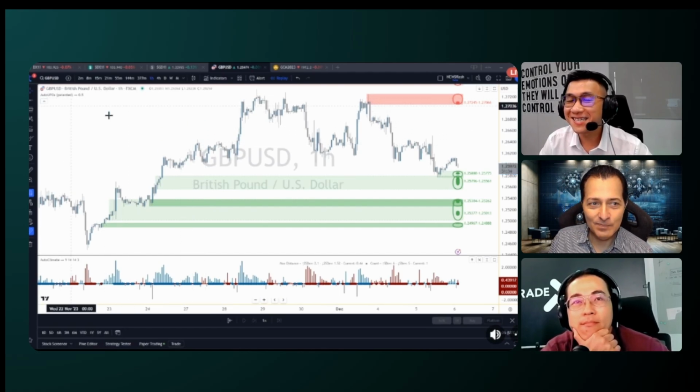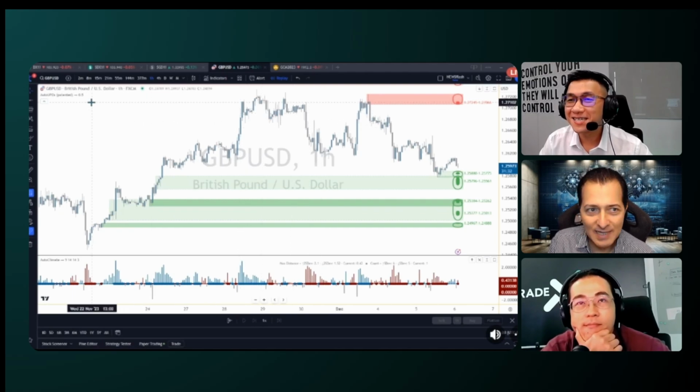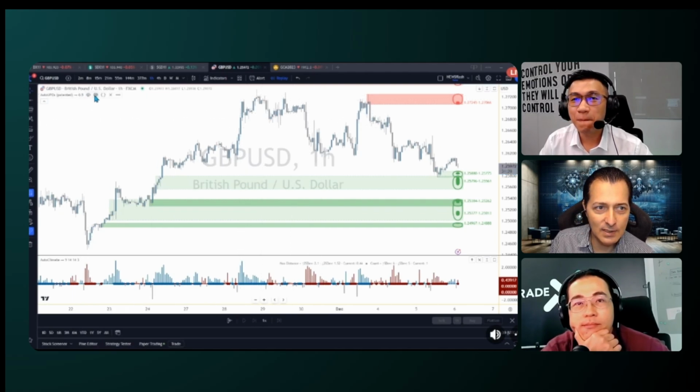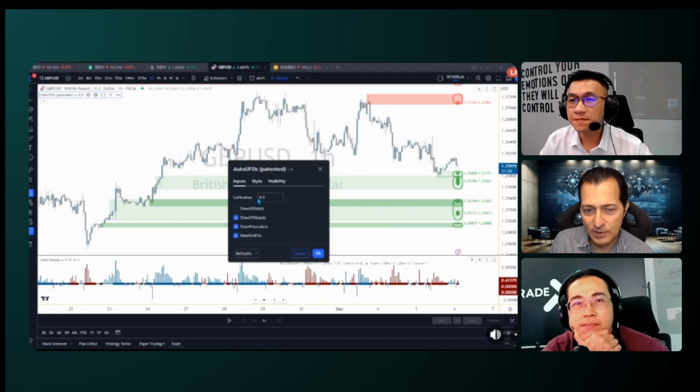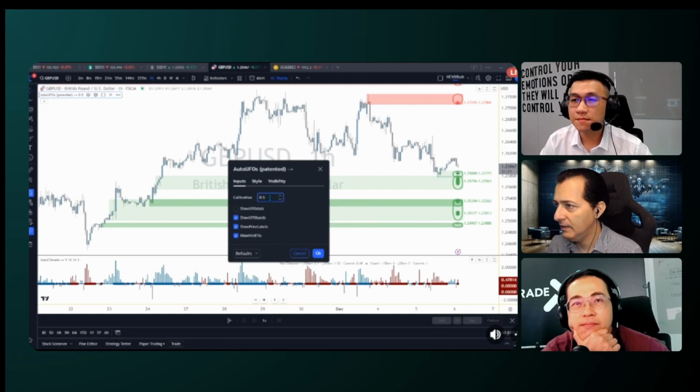So here's the pound in a 1 hour time frame. Look, I can turn on my UFOs, and there is a calibration setting here. That calibration setting can be used to make my UFOs more active or more passive. More active or more passive means more UFOs or fewer UFOs, and higher probability or lesser probability.